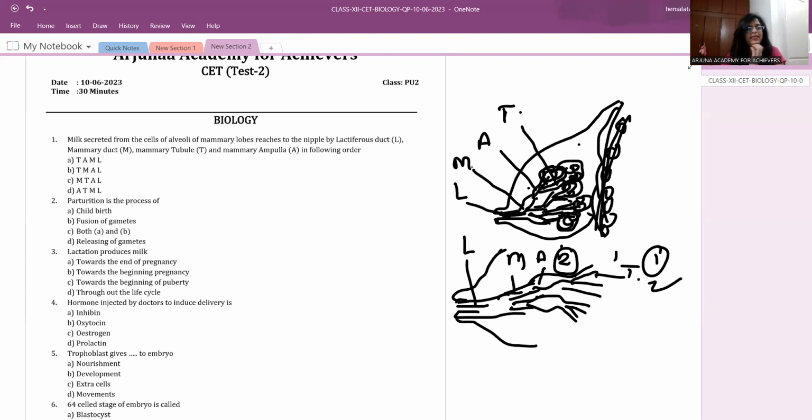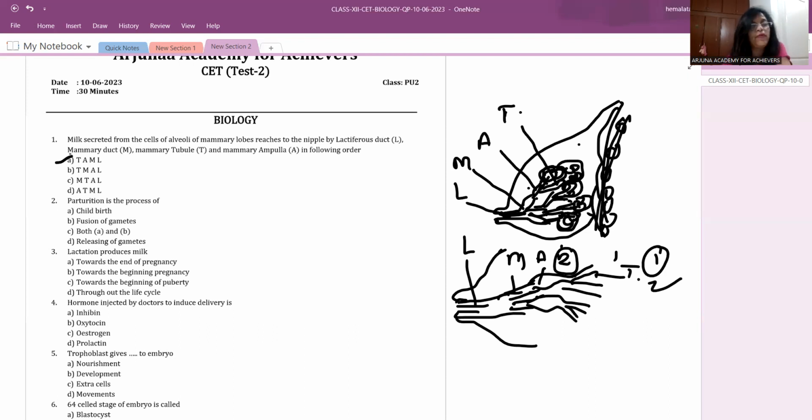So the order is TAML. That is, T is mammary tubule, then A is ampulla, M is mammary duct, and L is lactiferous duct. So among all this, the first option is the 100% right answer. This is TAML. Done. Next is about parturition.